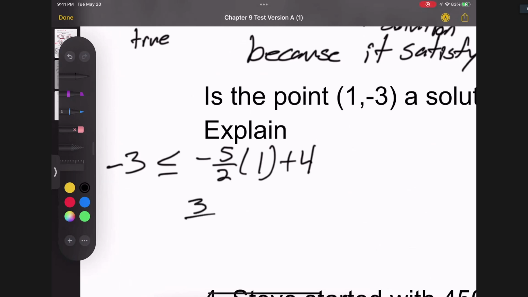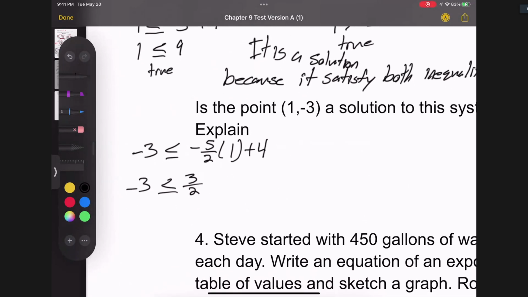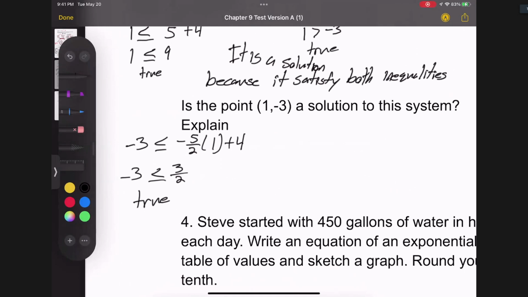3 halves? Yeah, 3 halves. Is this true? Yes, it is. This is going to be true. -3 is less than or equal to 3 halves. So that is true. Let's see for the next one.